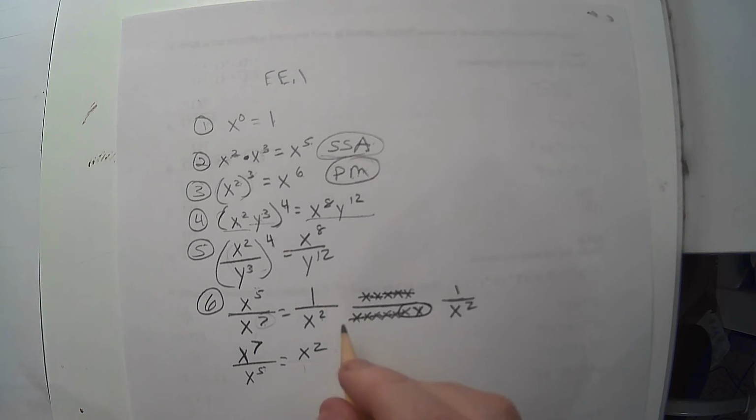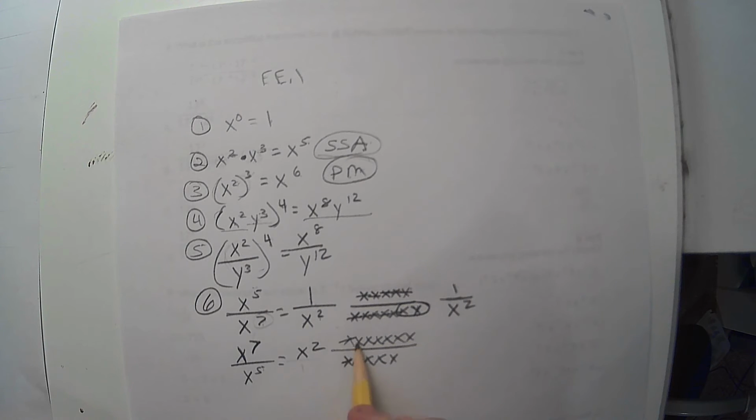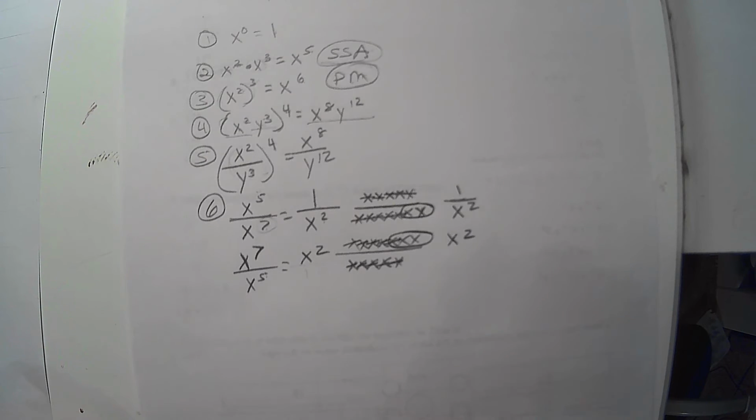Alright, same thing with this one. I would have 7 on top and 5 on the bottom. So 1, 1, 2, 2, 3, 3, 4, 4, 5, 5. So I'm left with 2 x's, and they're on the top. Alright, and then finally my last one.